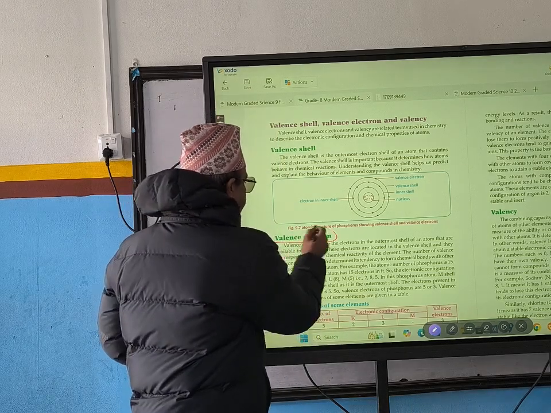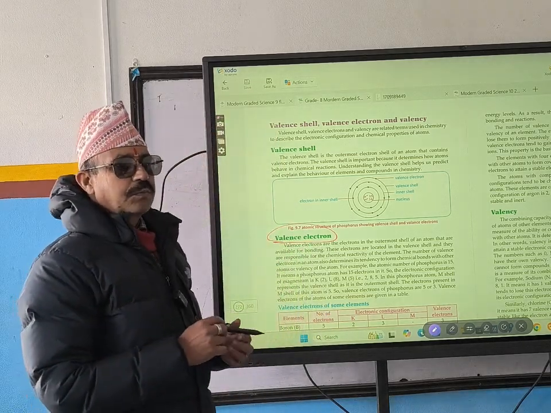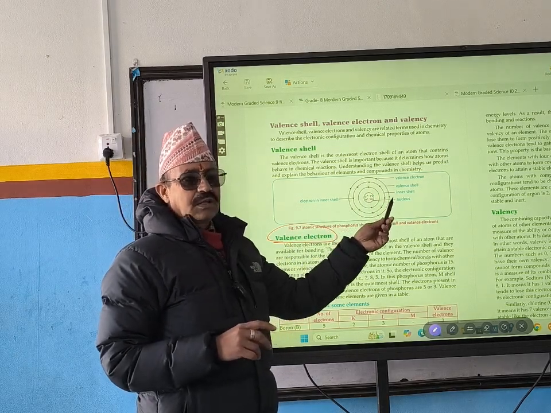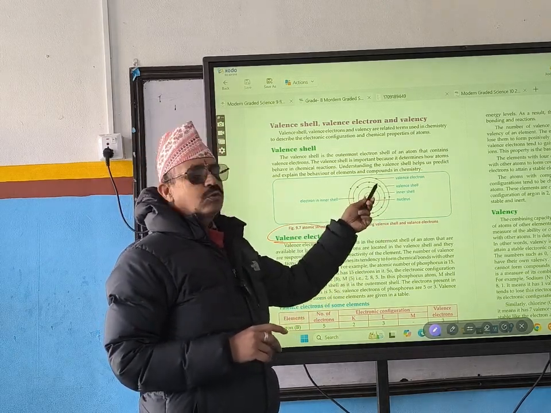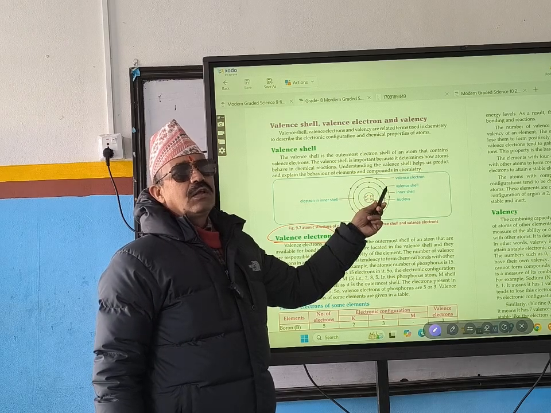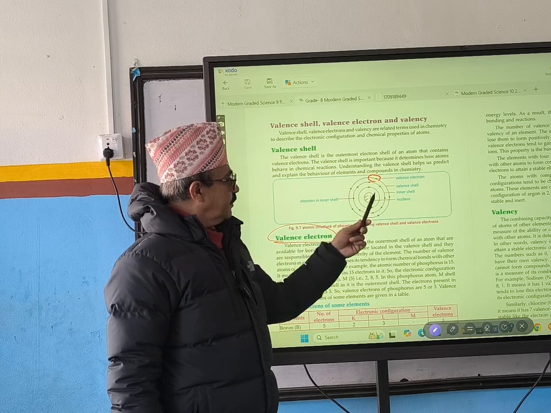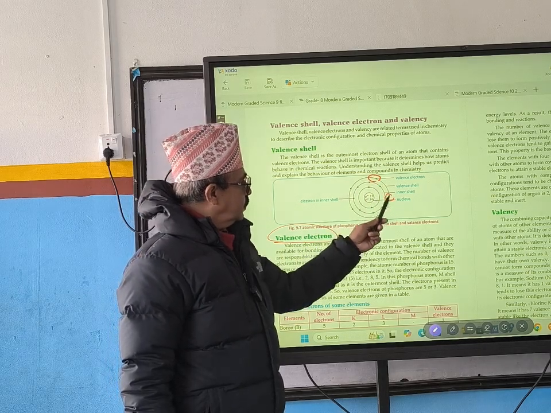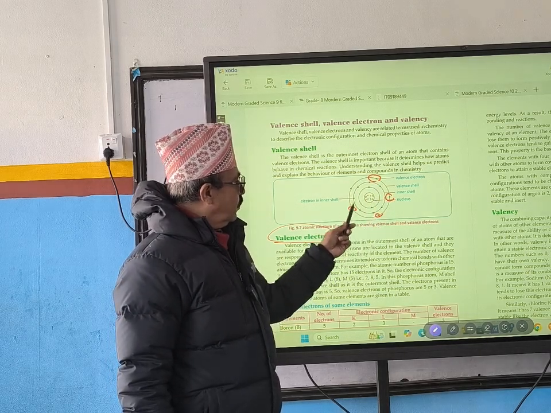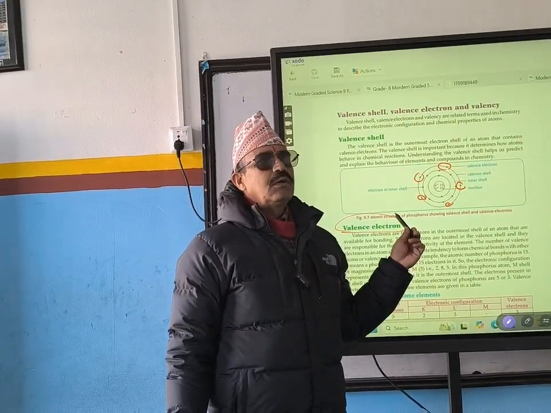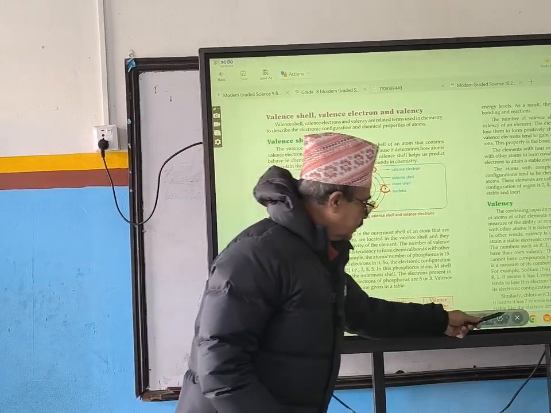What is given here? Valence electron. We know the outermost shell is valence shell. Number of electrons present in the valence shell is called valence electron. How many electrons are present here? 1, 2, 3, 4, 5. So what is the valence electron here? 5. Now let's see in the chart.